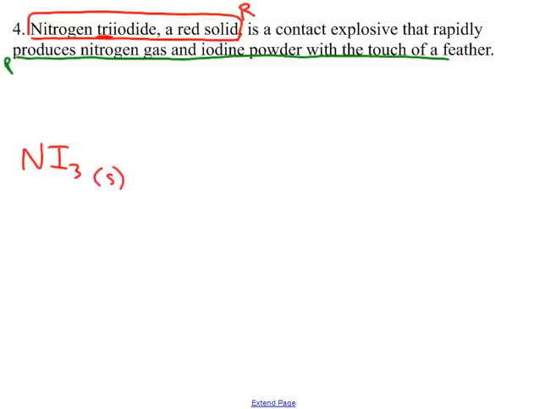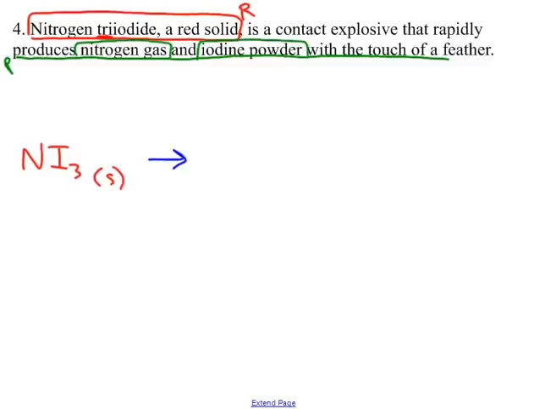Okay, so we're going to put S for solid. It's just the one reactant, so immediately I'm going to go ahead and put the arrow indicating that products are going to be produced. It produces nitrogen gas and iodine powder.